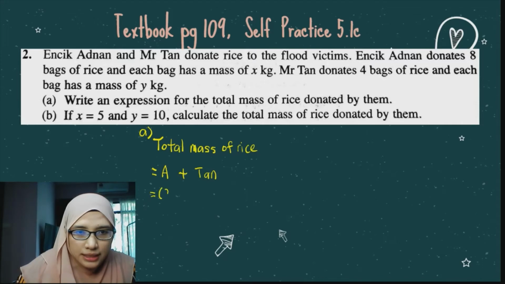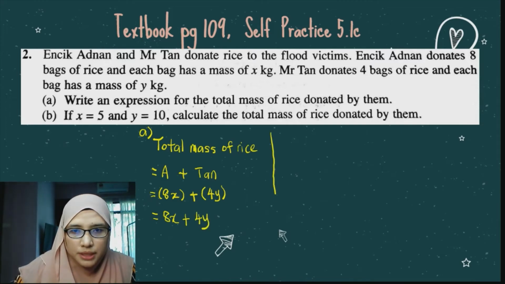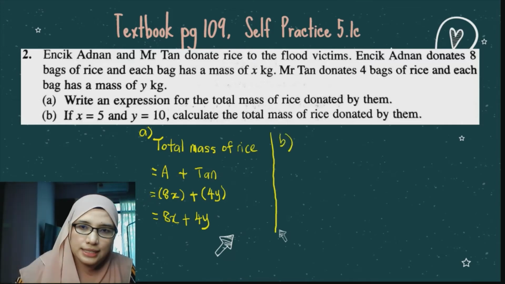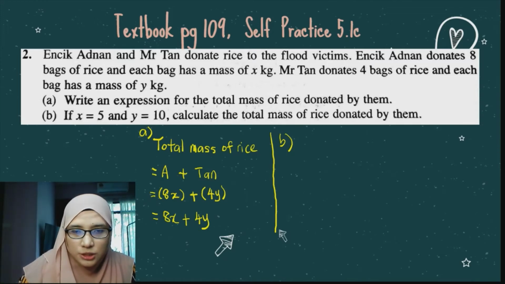So we have 8x for Encik Adnan plus Mr. Tan donates 4 bags and each bag has Y kilogram. That is 4 times Y, 4Y. So that is the expression for total mass of rice donated by Encik Adnan and Mr. Tan. Question B. Given x is 5, y is 10, calculate the total mass. So we have the algebraic expression in A, so use that.